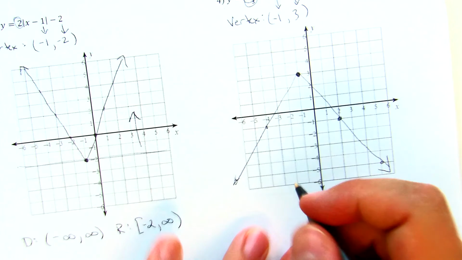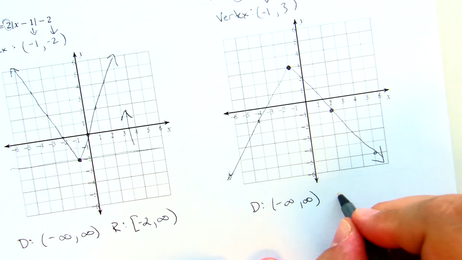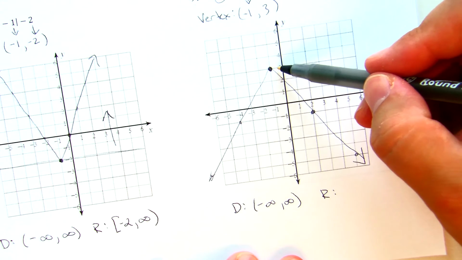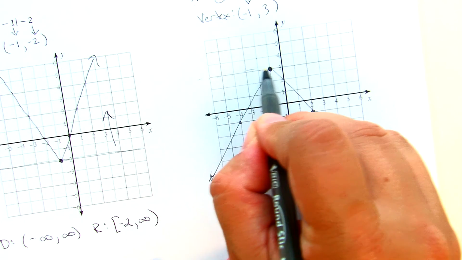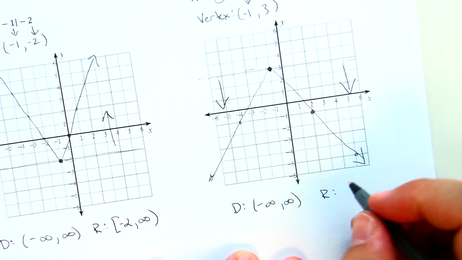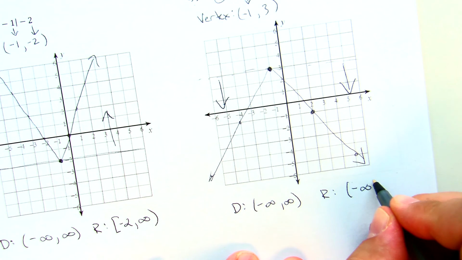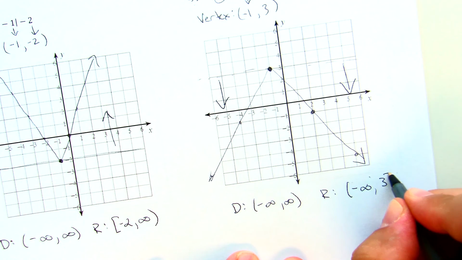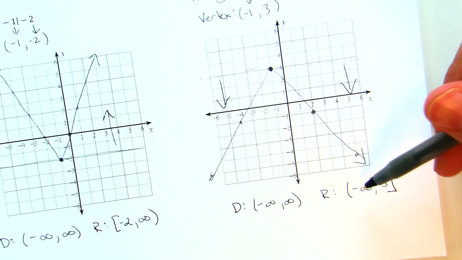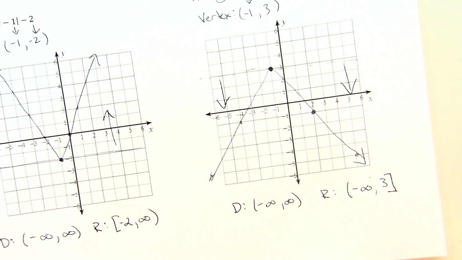All right, now the last one will be a little different. The domain won't be different, because that's just going to be negative infinity to infinity, for every absolute value equation. But the range goes up to 3, and then it's everything below. So we can imagine that there's a line right here, and everything is from 3 down. So we always write the lower number first. It goes from negative infinity up to and including 3. So we'll write the range of that absolute value equation like this: negative infinity, comma 3. All right, that is graphing absolute value equations.